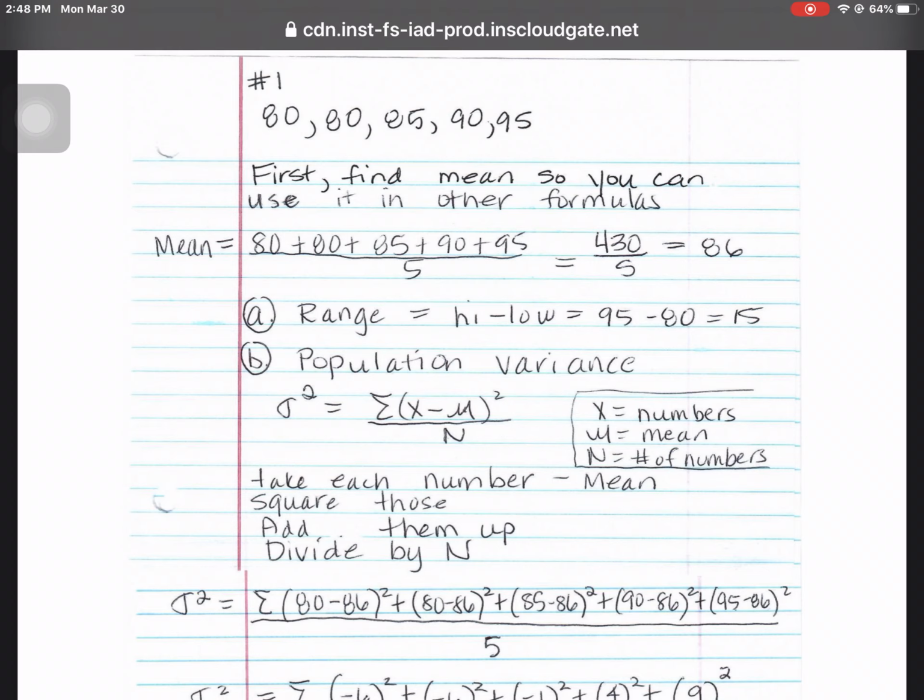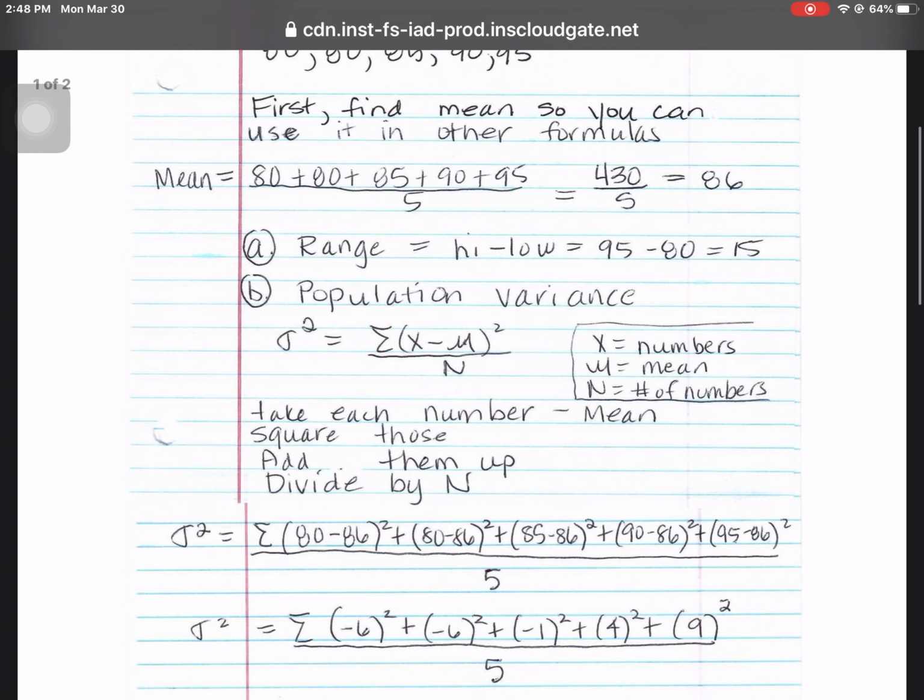The mean is the average. The fourth number is 90, so 90 minus 86. The last number is 95: 95 minus 86. There's a 5 on the bottom because it is the number of numbers. So what's the next step? X minus the mean. We do what's in the parentheses. 80 minus 86, 80 minus 86, 85 minus 86, 90 minus 86, and 95 minus 86. So do each of those subtractions.